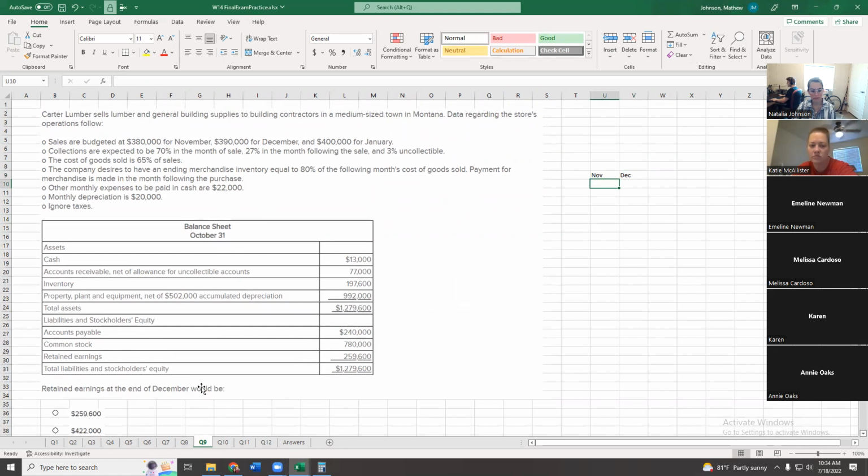So retained earnings is the retained earnings that you have beginning plus the net operating income. So net operating income of November and December. So we're gonna do like an income statement for those 2 months. So sales in November is the first paragraph, so 380,000. And then 390,000 for December.